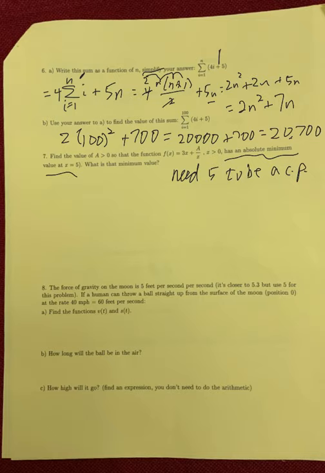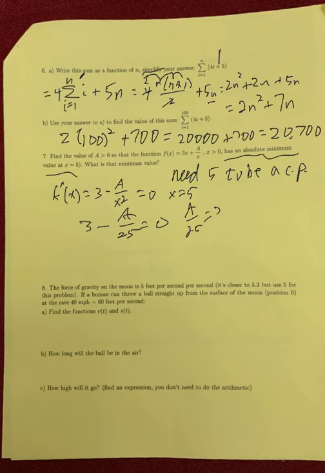So let's take the derivative. And we get 3 minus a over x squared. And we need that to be 0 when x equals 5, so that 5 is a critical point, which gets me 3 minus a over 25 equals 0. And so a over 25 equals 3, and our magic number, a, is 75.